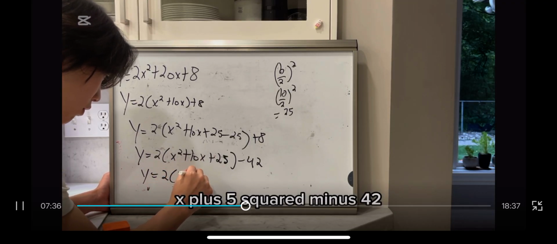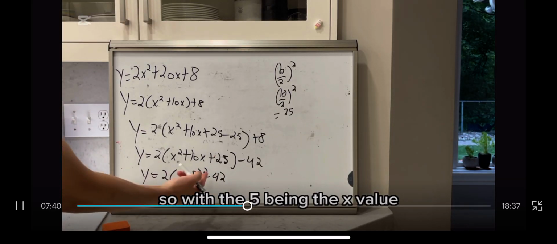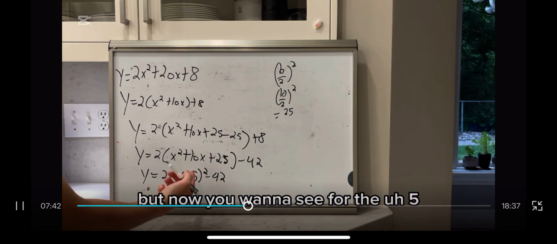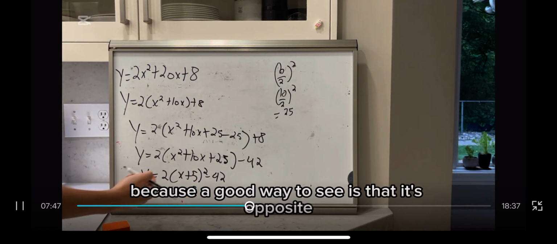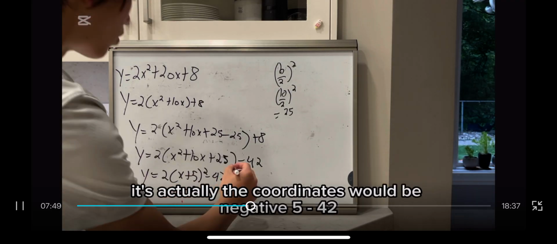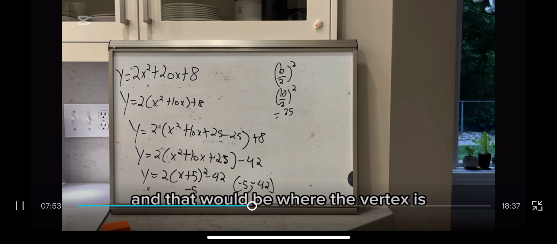x plus 5 squared minus 42. So with the 5 being the x value, and then negative 42 being the y value of the vertex. But now you want to see that the 5 is actually a negative 5, because a good way to see it is that it's opposite. So the coordinates would be negative 5, negative 42, and that would be where the vertex is.